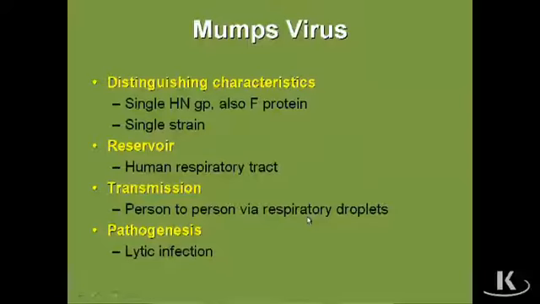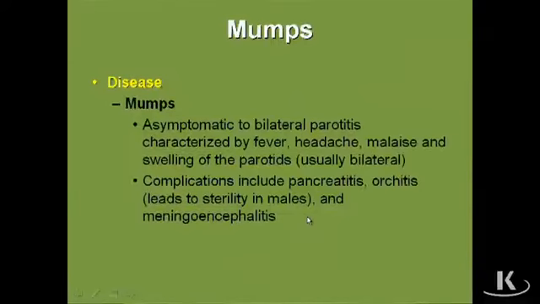Another important virus in this family is mumps virus. Mumps virus is also a respiratory pathogen, and so it's transmitted again through respiratory droplets, and it causes a lytic infection. Now, what is classic for mumps that everybody's seen, probably at one point or another, is an image of somebody with bilateral parotitis. So you get major swollen parotid glands. It can be unilateral, but most often it's bilateral.